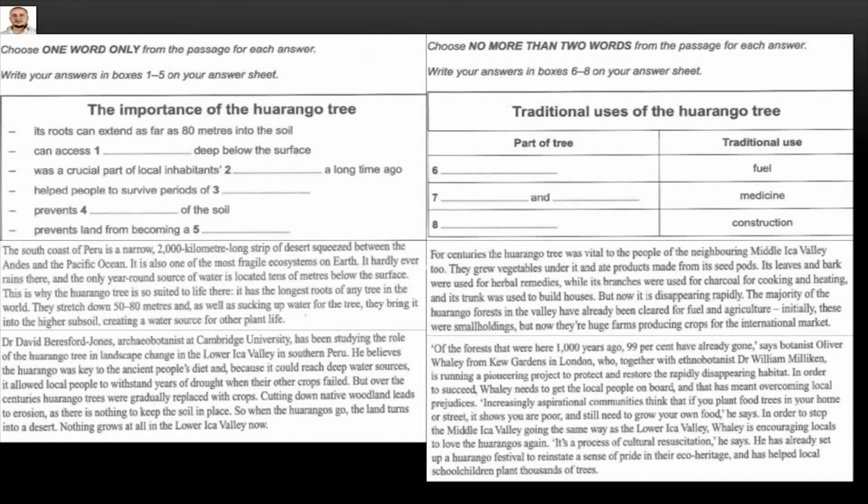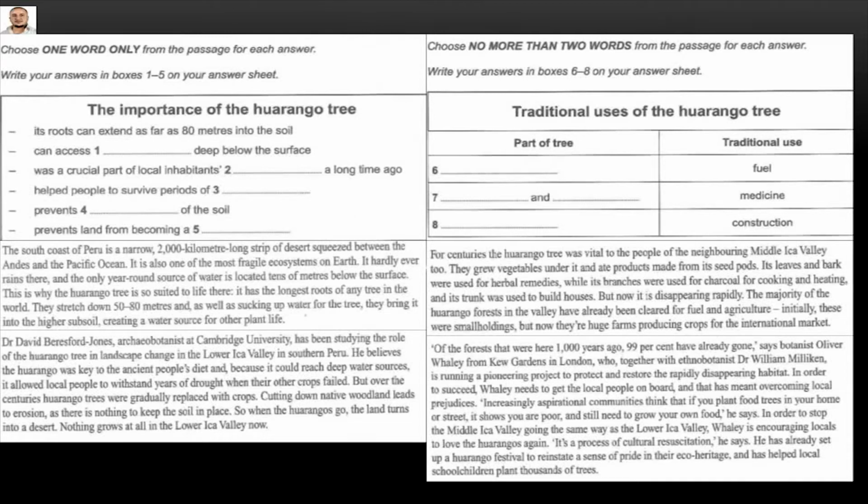That depends. Okay, it says its roots can extend as far as 80 meters into the soil, can access gap deep below the surface, was a crucial part of local inhabitants' gap a long time ago, helped people to survive periods of gap, prevents gap of the soil, prevents land from becoming a gap. Do not forget, you don't find those words precisely the same. You might find an explanation, for example for number 2 or for number 1, for 3, 4 or 5. We will come to it.